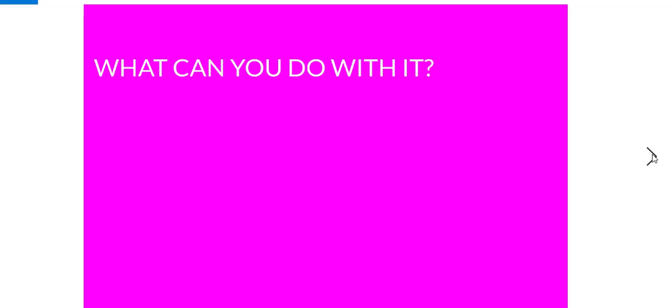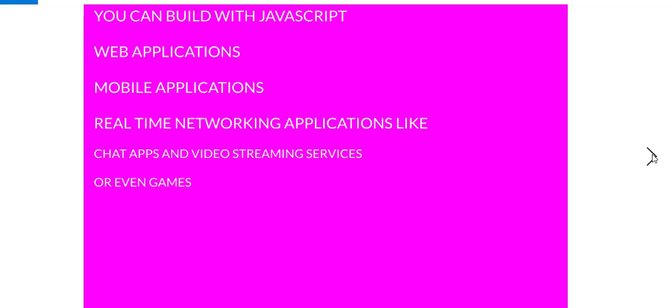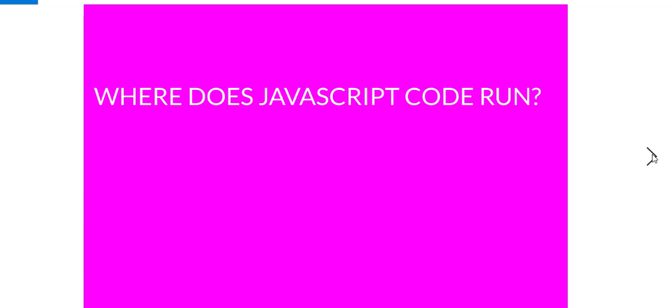Now let's go to the third question. Where does JavaScript code run? It was originally designed to run only in browsers, so every browser has a JavaScript engine that can execute JavaScript code. For example, the JavaScript engine for Firefox is SpiderMonkey, and for Chrome it's V8.